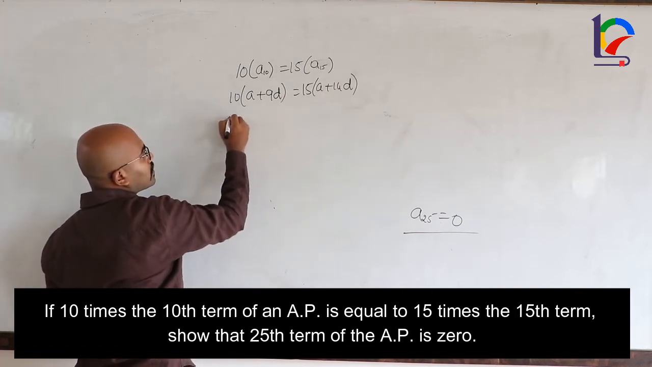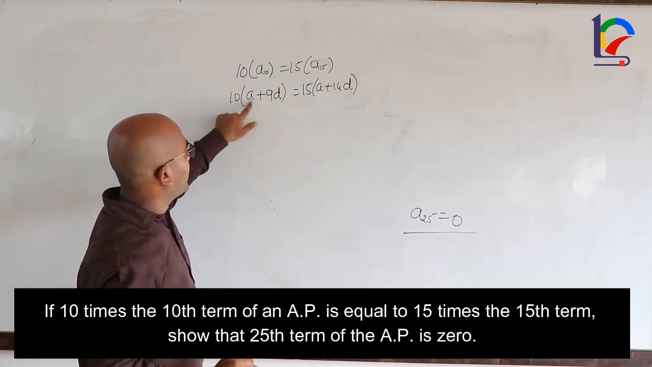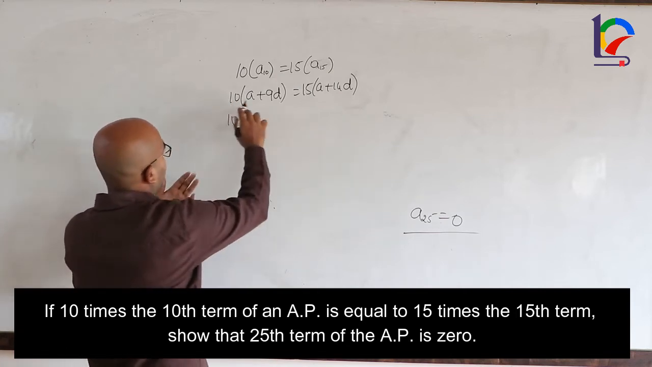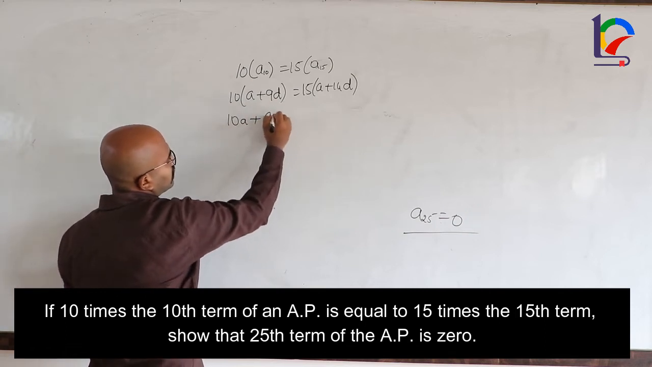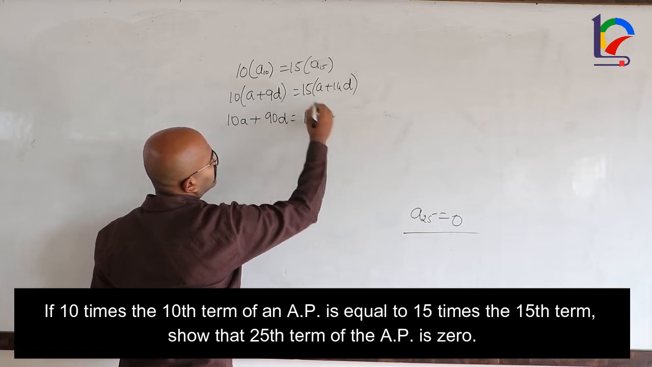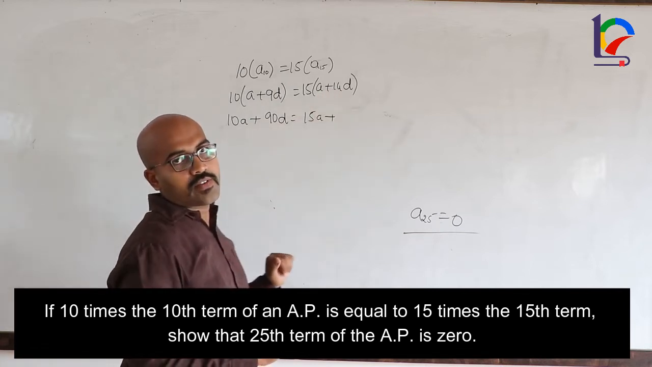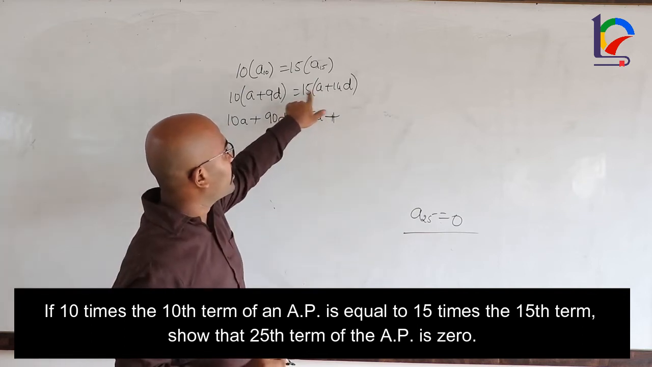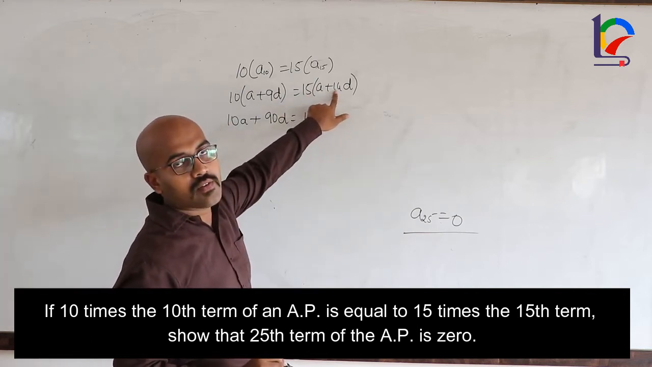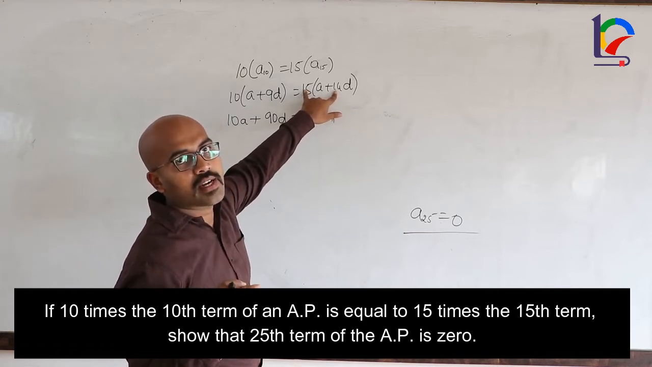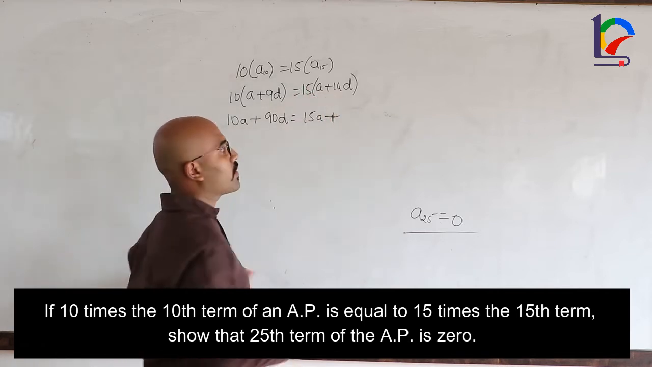So let's simplify this. 10 into a is 10a, plus 10 into 9d is 90d. 15 into a is 15a, plus 15 into 14. So what is 15 into 14? 14 tens are 140. So you are left with 5. 14 5s are 70. So 70 plus 140 is 210.